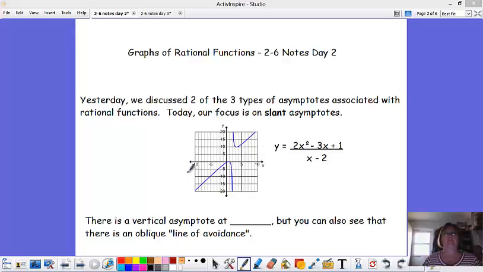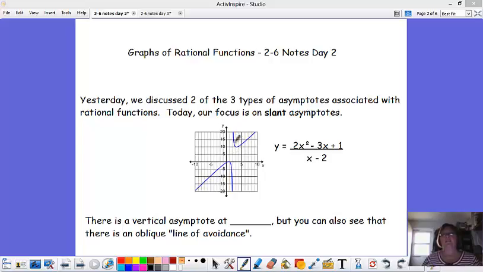Hi, we're ready to begin our second day of working with rational functions, graphs of rational functions. Yesterday we looked at vertical and horizontal asymptotes, and today we're going to look at our third type of asymptote, which is called a slant asymptote.